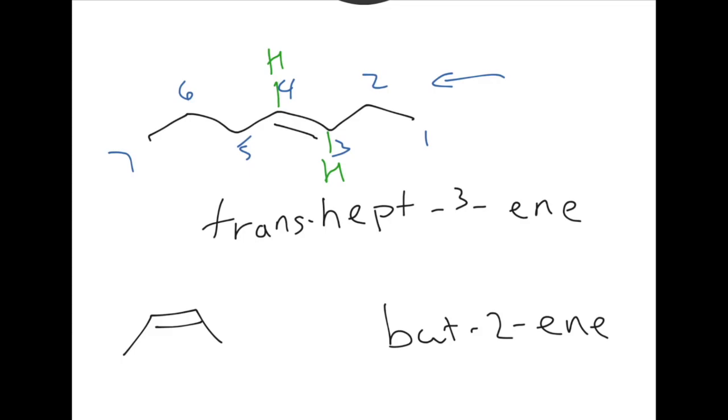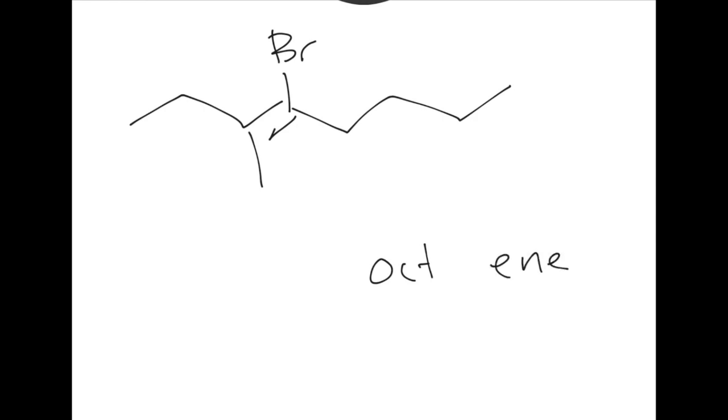Is that double bond cis, trans, E, or Z? Cis. The 2 hydrogens are on the same side, so it's cis. This is cis bute 2ene. Eight. Octene, yep.